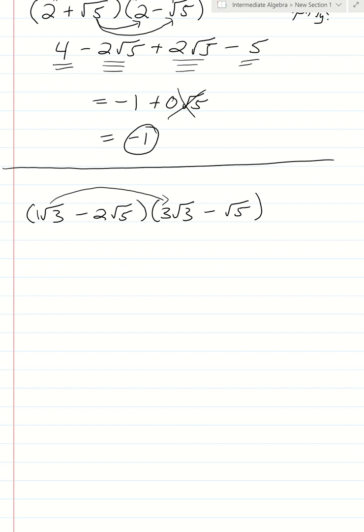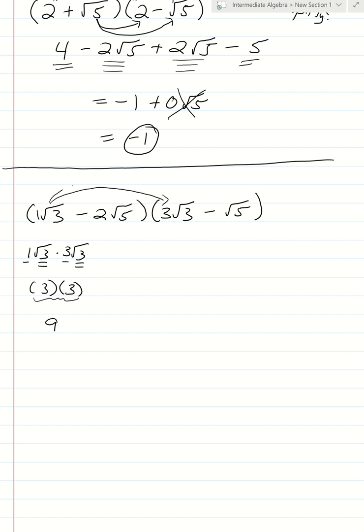And when I multiply the 1 square root of 3 times the 3 square root of 3, well, I have to multiply the 1 and the 3 together. That would give me a 3. And then we have to multiply the square root of 3 with this square root of 3. And the square root of 3 times the square root of 3 is simply 3. And when I perform this multiplication now, we get the answer of 9.